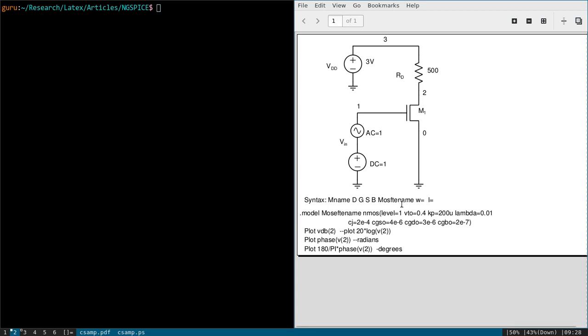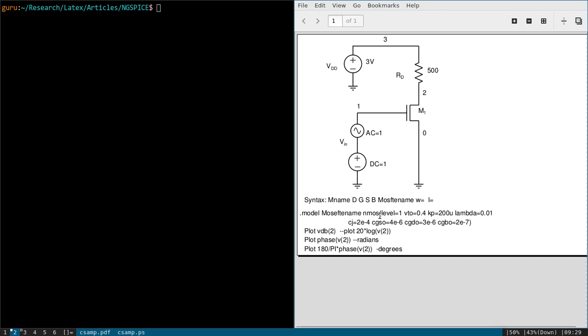And if you want to give any MOSFET model name you can give it here, along with the width and length of the MOSFET. Once we use a name for the MOSFET, we have to define it. So the syntax is .model, the MOSFET name, NMOS, because we are going to use an NMOS here. For this you have to refer to a SPICE manual.